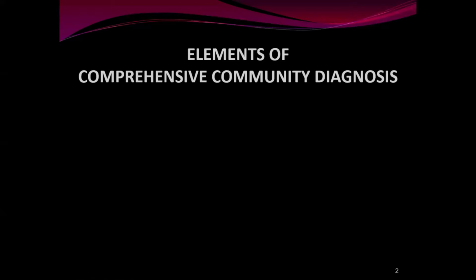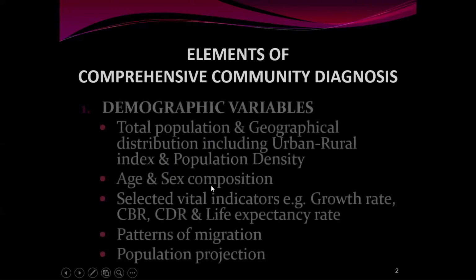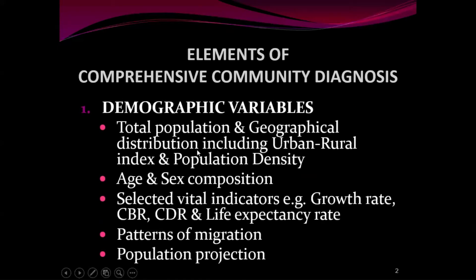Elements of comprehensive community analysis. What comes under the comprehensive community analysis? I think all of you know about these things. We already discussed them in the first semester. Demographic variables, the elements of comprehensive community analysis: total population, its distribution, age and sex composition, selected vital indicators, growth rate, CDR, pattern of migration, population projection. These are the demographic variables for comprehensive assessment.